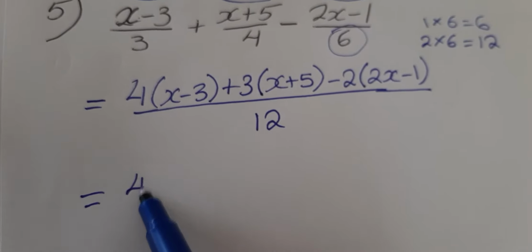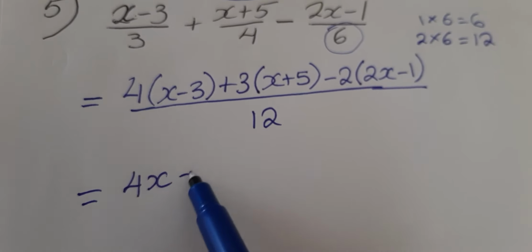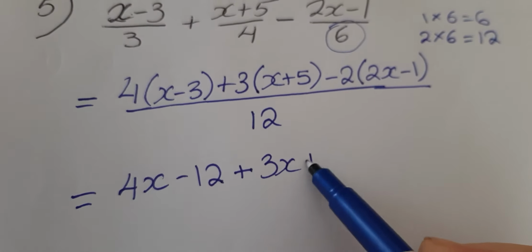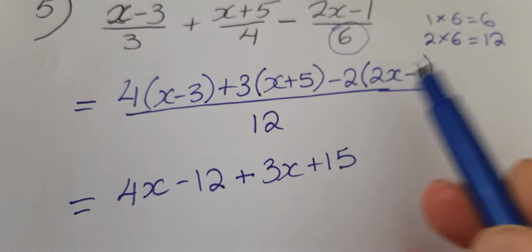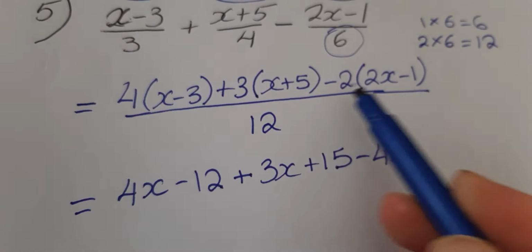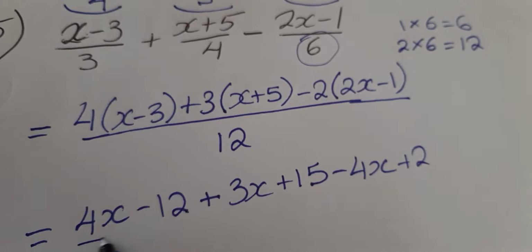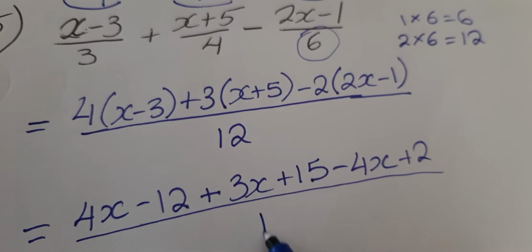Multiply out your brackets. 4x minus 12 plus 3x plus 15 minus 4x plus 2. Minus 2 times minus 1 is plus 2, all over 12.